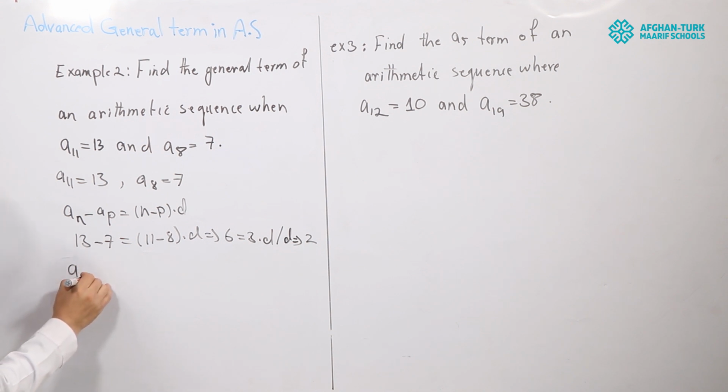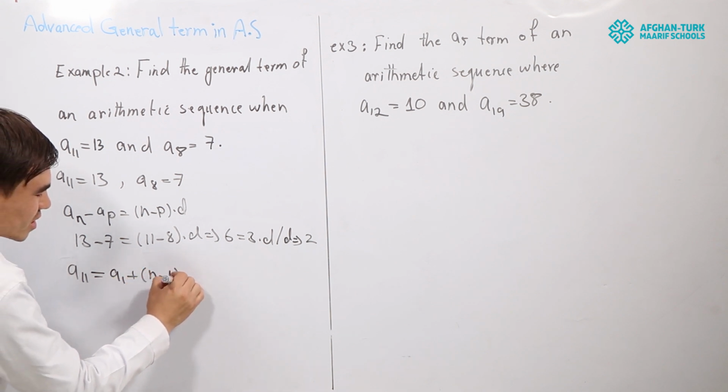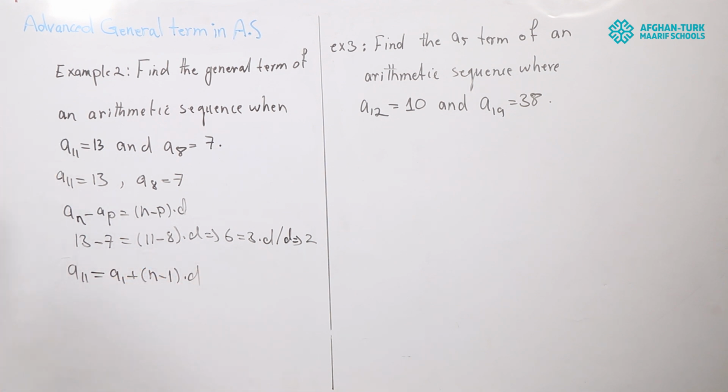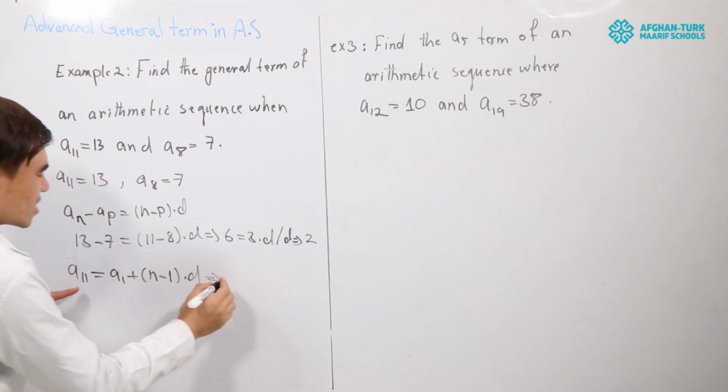First, a_n = a_1 + (n - 1) d. Here the common difference is clear, and we must find the first term. Okay, a_11 is equal to 13.